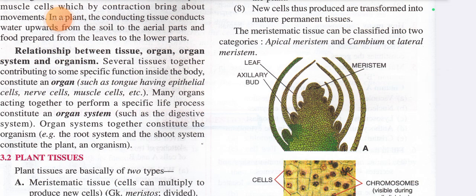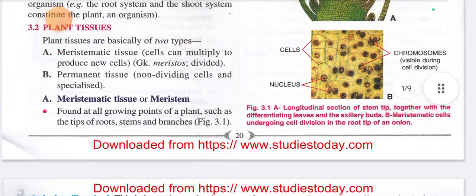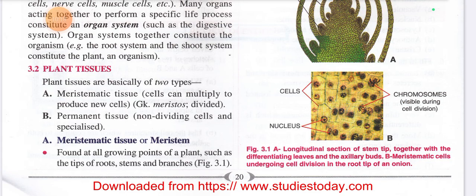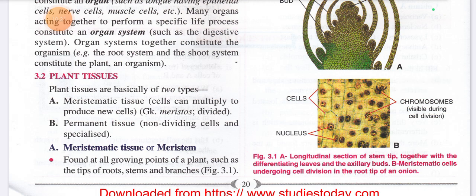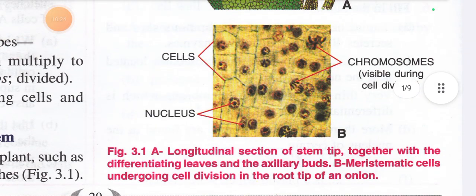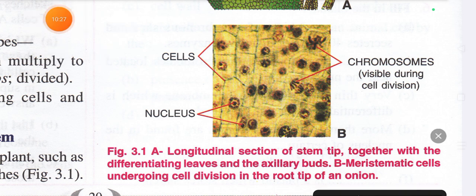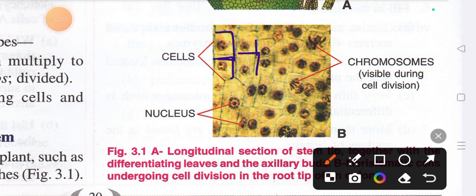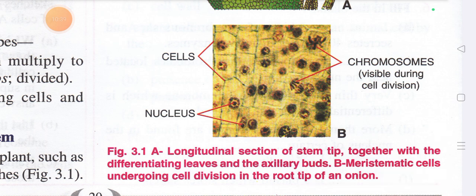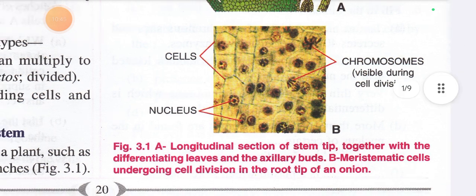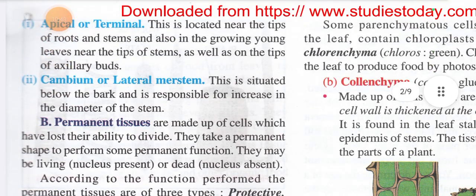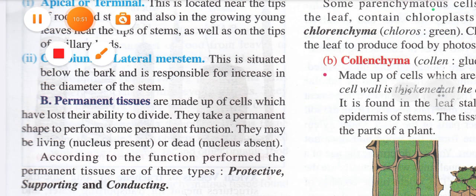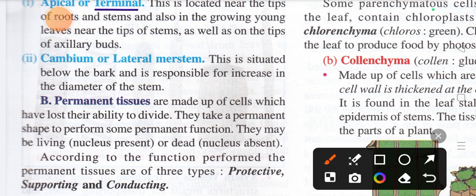This image is the longitudinal section of a stem tip together with differentiating leaves and axillary buds. See how cuboidal the cells are, with a very prominent nucleus. Their cell wall is also very thin, and they have negligible intercellular space. Chromosomes are seen when the cell divides, and since these cells divide continuously, we can continuously see the chromosomes.